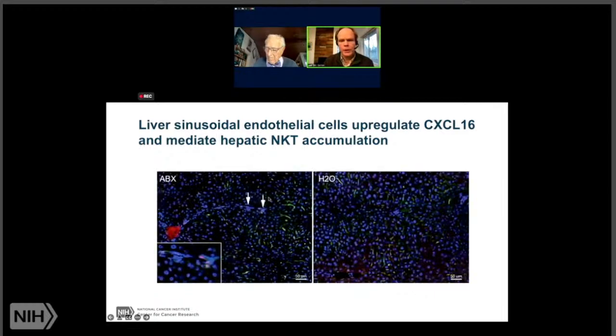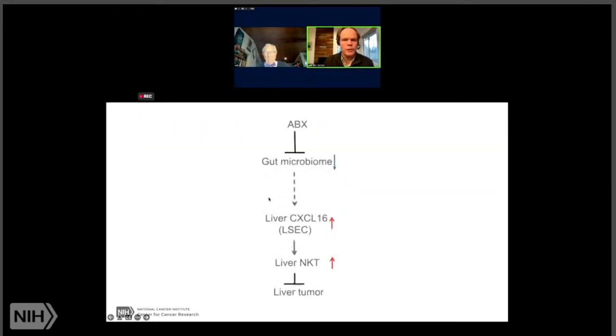We confirmed this by immunohistochemistry. So what I've shown you so far is basically using antibiotics to completely deplete the gut microbiome. In this case, we used different antibiotics so that we could reduce the microbiome by more than 99%. This caused an accumulation of CXCL16 message and protein in liver sinusoid endothelial cells, which then led to an accumulation of these liver NKT cells, and then blockade of tumor. I didn't show you all the details. Obviously, there were more studies in between here where we knocked out NKT cells or the CXCL16.